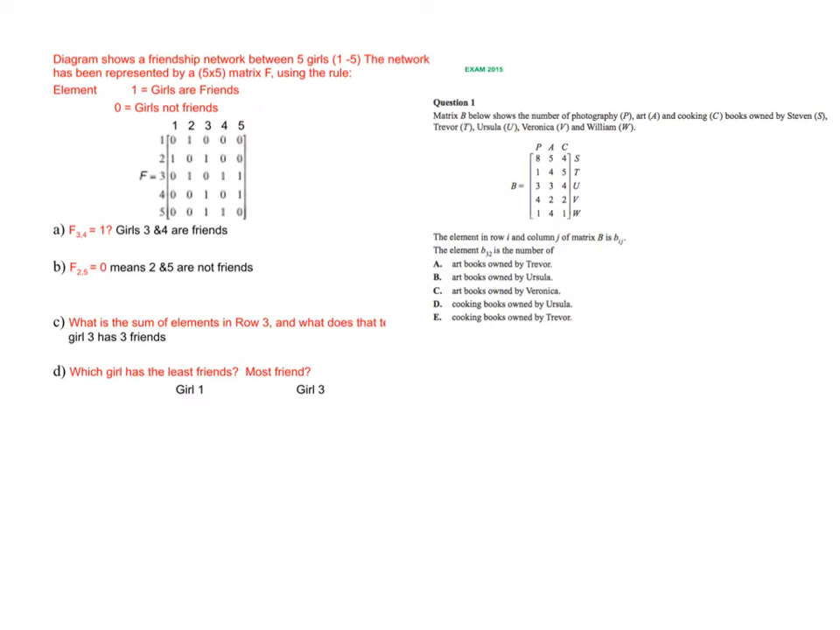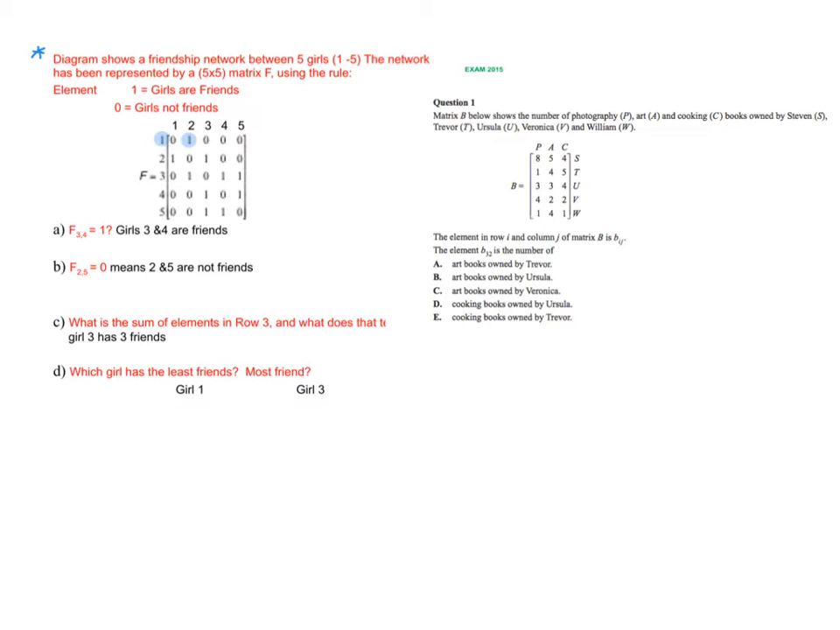And often, as I told you, in the exams they ask you to interpret it, or they'll pick an element and say, what does this mean? So here's one where they said it's a friendship group between 5 girls. If there's a 1 there, the girls are friends, and if there's a 0, they're not friends. So girl number 1 is only friends with girl number 2 because there's only 1 there.